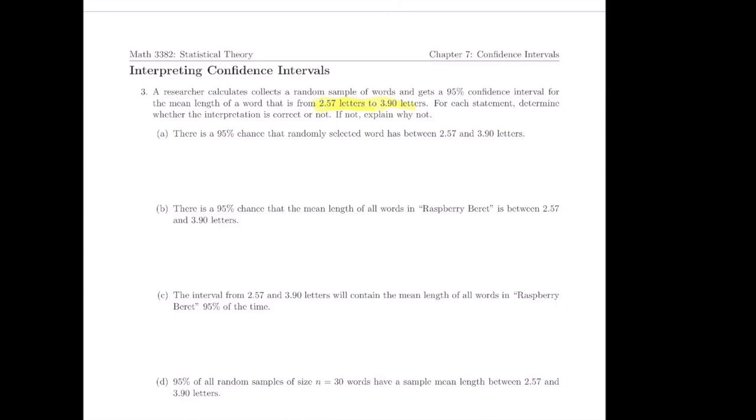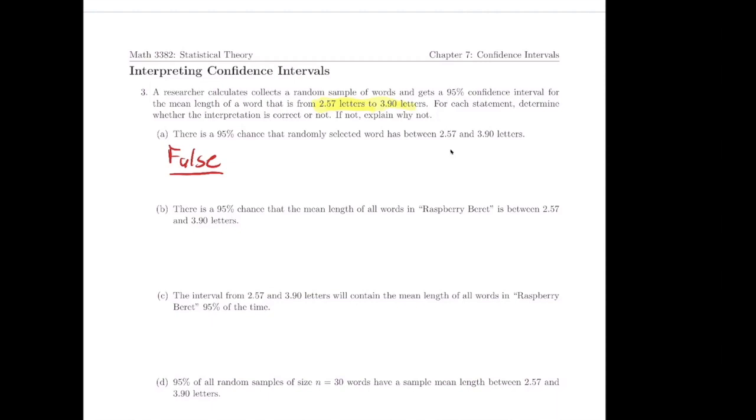So for the first one, 2 people said yes, 4 people said false. So this one is, in fact, not a correct way to interpret that. For someone that said false, do you want to share what you were thinking? Why did you think that was not good? We weren't doing any calculations that any word would be between an interval. It's that the mean would be in that interval. Yep, you got it. That's right.